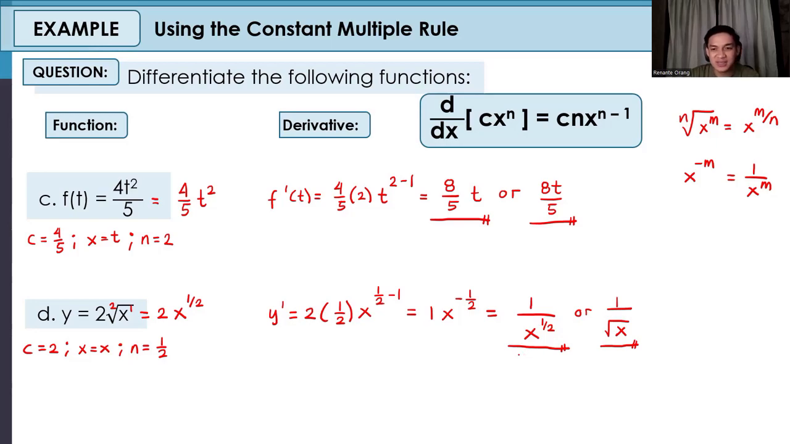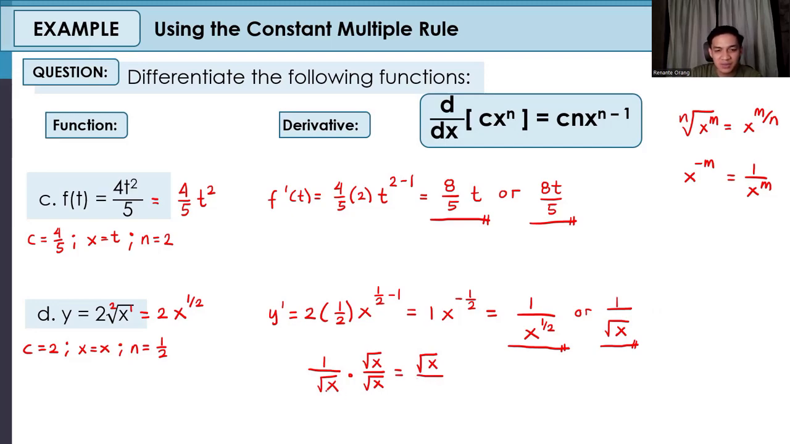But what if wala talaga sa choices yung ating sagot? So, we need to rationalize. So, yung process natin dyan, lagay natin 1 over the square root of x. Ang gagawin lang natin is to multiply yung numerator tsaka denominator natin ng square root of x. So, that is equivalent to 1 multiplied by square root of x is square root of x.